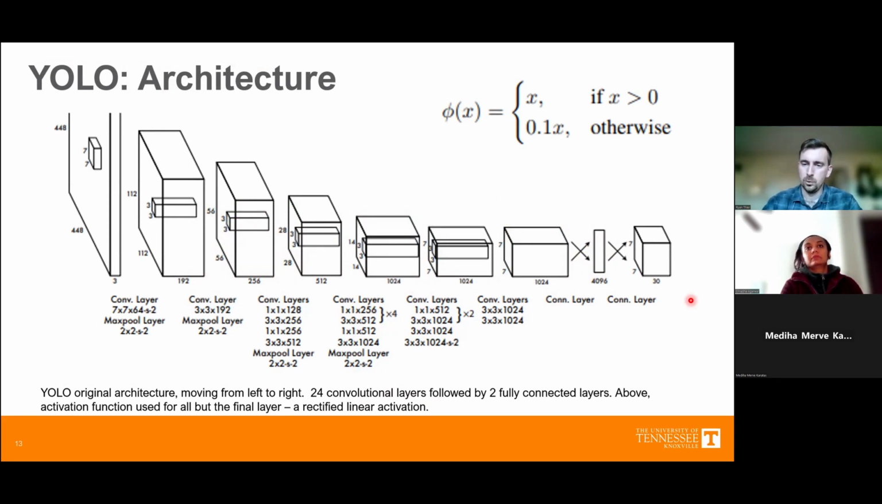The bounding box width and height are normalized to those of the image in order that both fall between 1 and 0. The final activation function is a linear function, but all prior activations use the rectified linear function shown in the top right of the screen up here. In other words, for negative values, the output value is highly decreased.